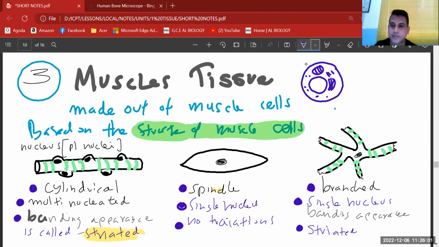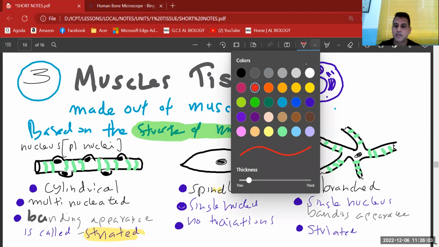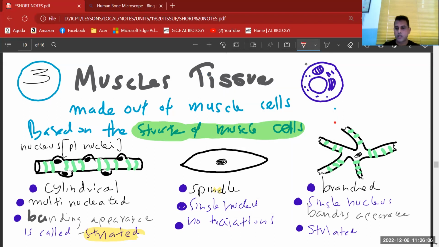These muscles are called cardiac muscle because we find them in the heart. The heart is made out of cardiac muscles.